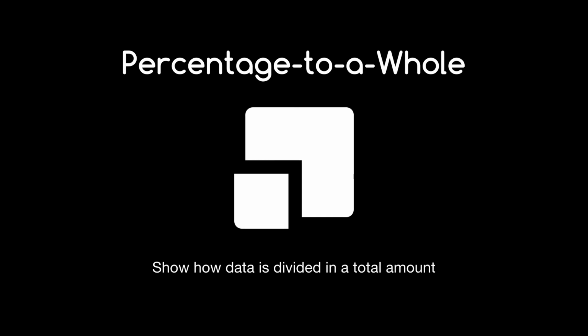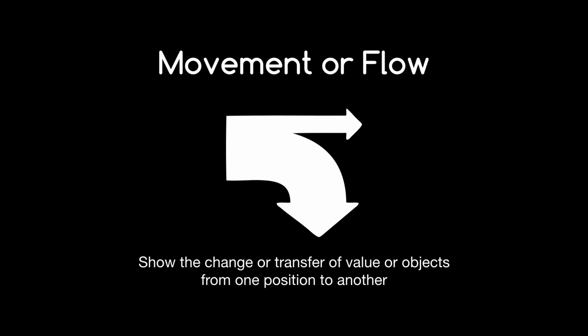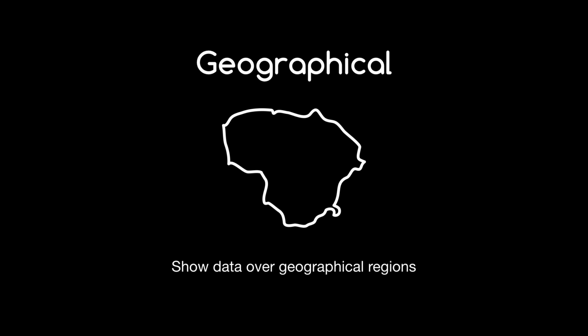Percentage to a whole shows how data is divided to a total amount. Range shows the variation between upper and lower limits on a scale. Movement or flow shows the change or transfer of values or objects from one position to another. And geographical shows data over geographical regions.